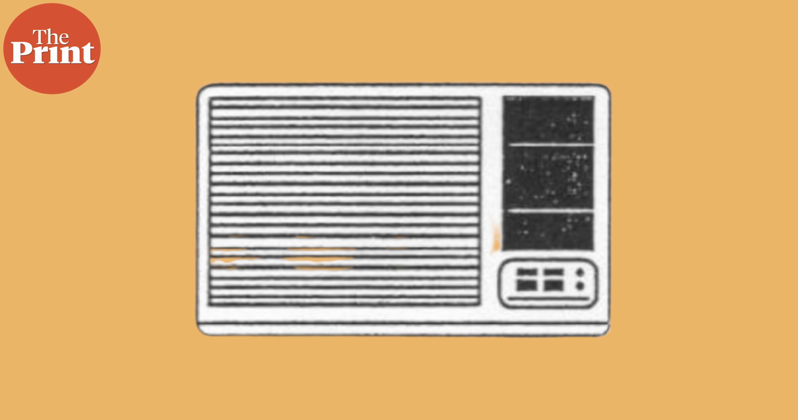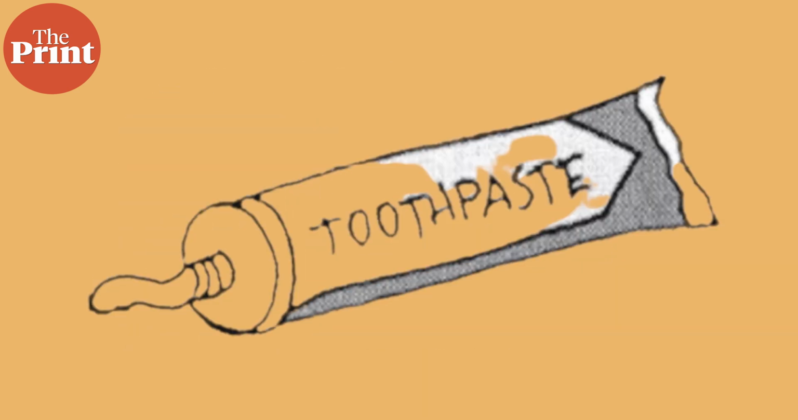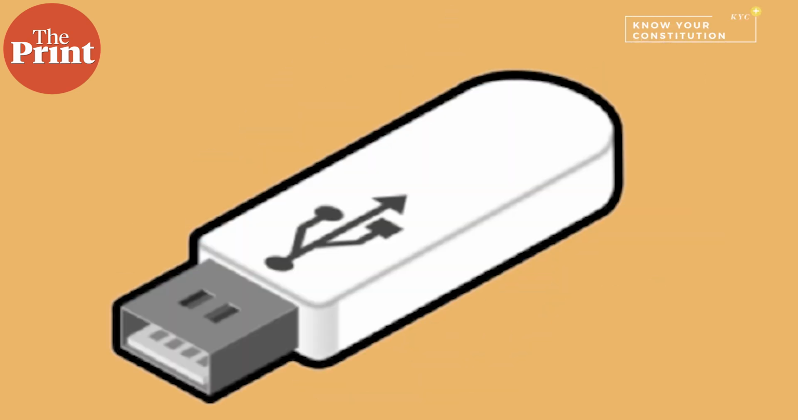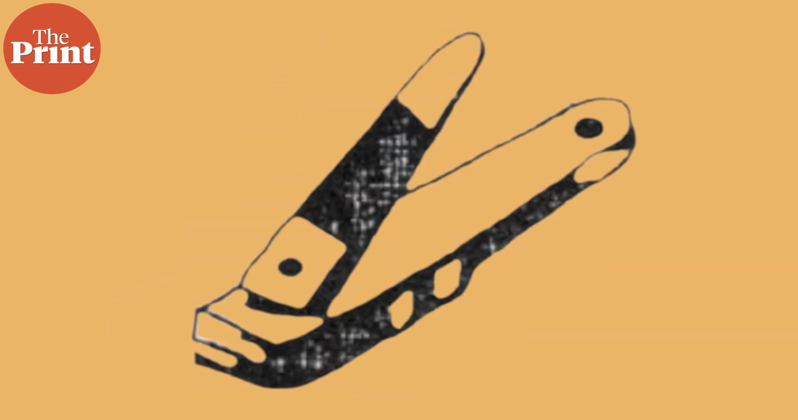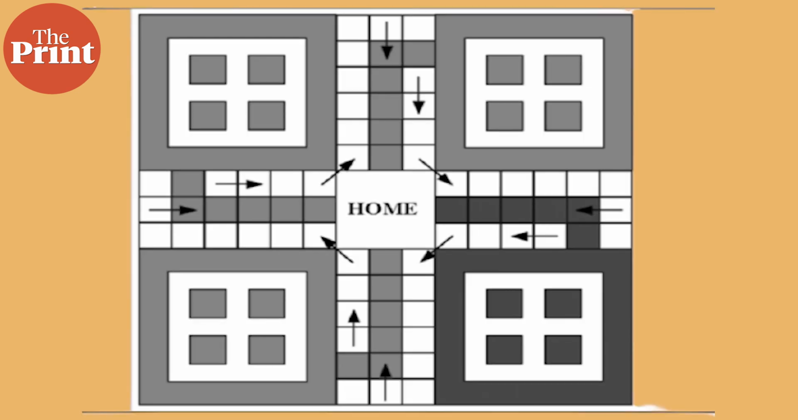There's an air conditioner, an auto rickshaw, binoculars, there's a biscuit, toothbrush and a toothpaste also, there's toffees, razor, pencil sharpener, pen drive, pans, nail cutter, there's a vacuum cleaner as well. I mean, you get the drift. There's also a Ludo, by the way.